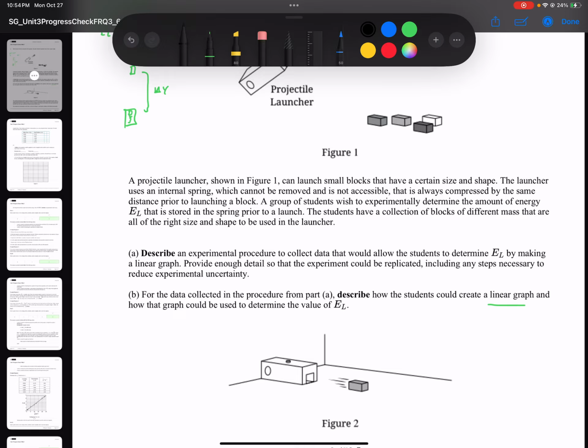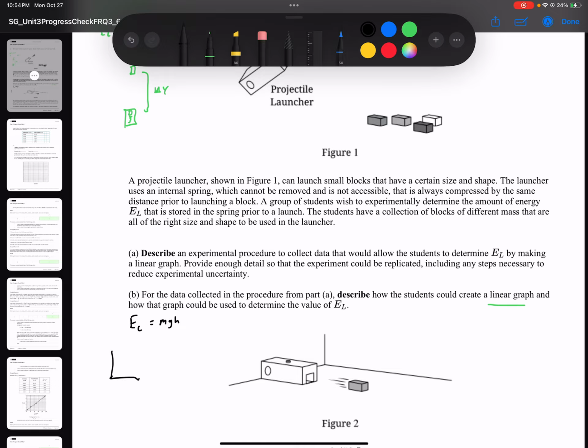All right, so I'm going to show you kind of how to think about this problem. So we know that the energy of the launcher, right, it's 1/2 kx squared, but that's just a constant that we can't change in the experiment. So that's one of the variables that we're holding constant. The things that are going to change in the experiment are going to be m and h, okay? Something else is important to note.